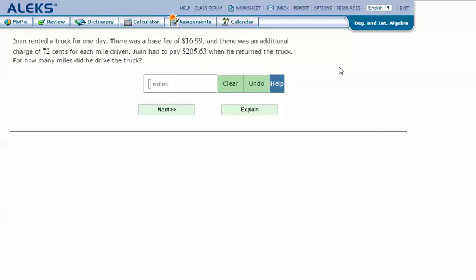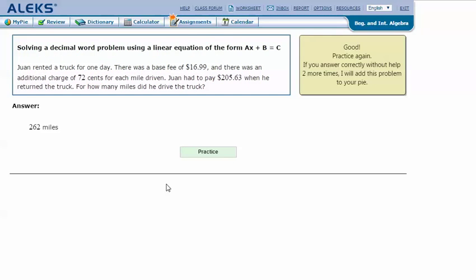In my ALEKS screen, type in the answer that I got in my notes, 262, and click Next. And it says that I got the correct answer.